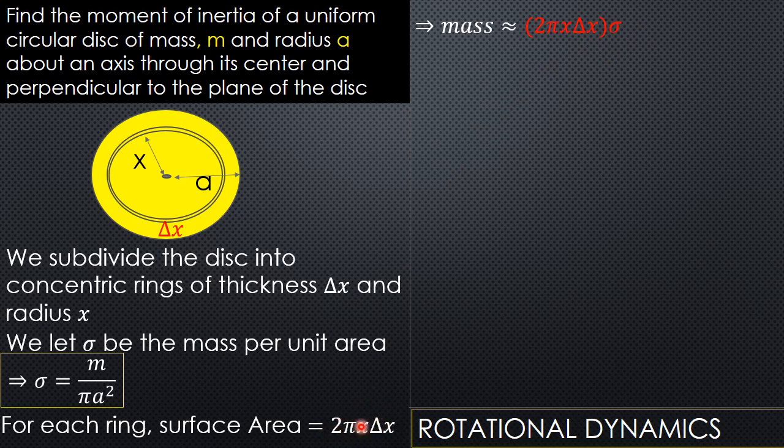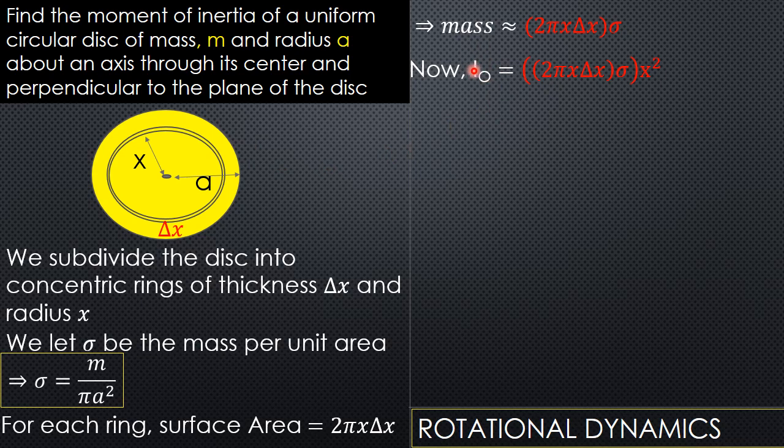Then to get the mass, we simply take the area, or the cross-sectional area, guys, times the mass per unit area. Sorry, we are going to have the mass of each of these rings. Okay, good. So now, guys, since we have the mass of the ring, we can go ahead to find the moment of inertia of each of these rings about the center O.